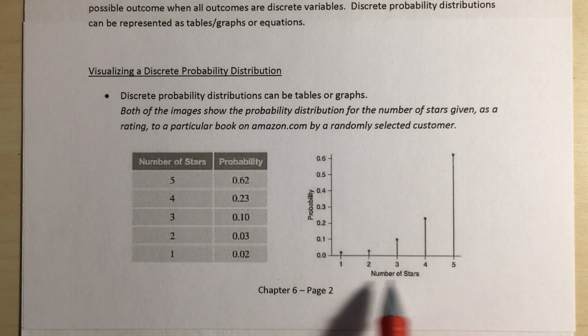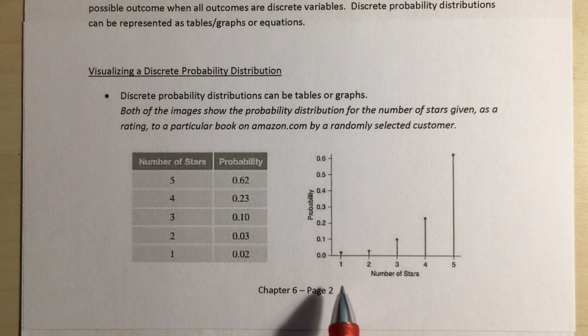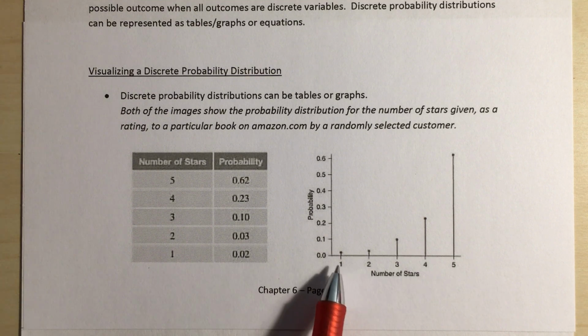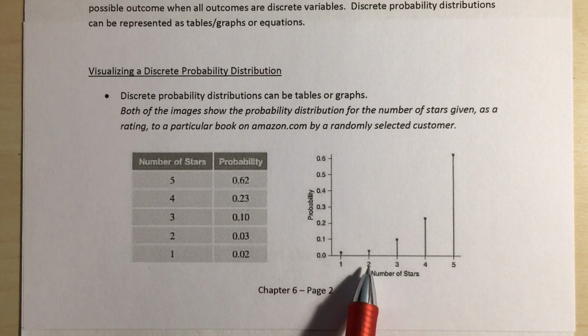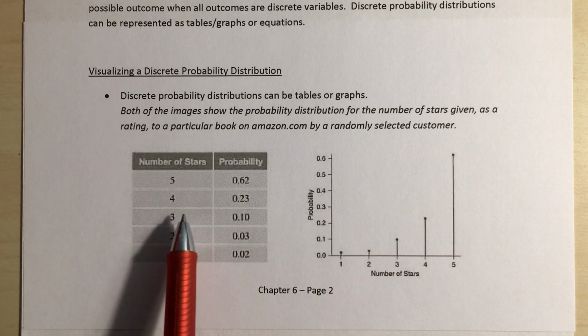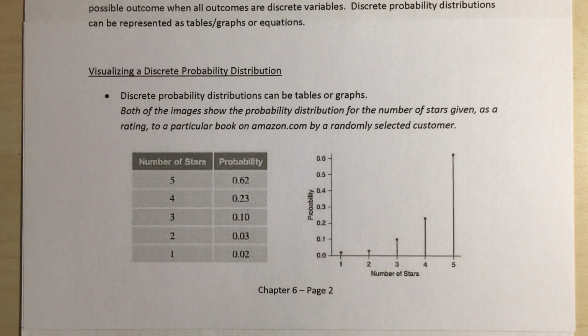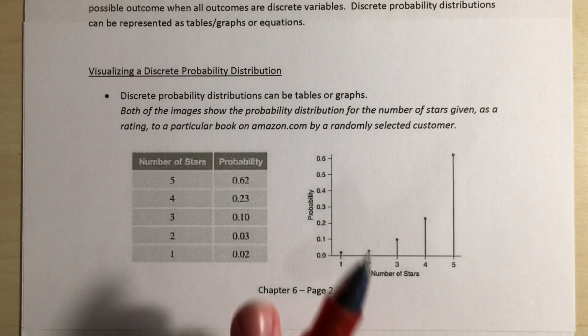And then what we see here is a probability distribution. We just see the little vertical lines with dots. So 1 star, 0.02. So there's our first one. 2 stars, 0.03. 3 stars, 0.10. 4 stars, 0.23. 5 stars, 0.62. So the information that is in this table is also represented in this graph.